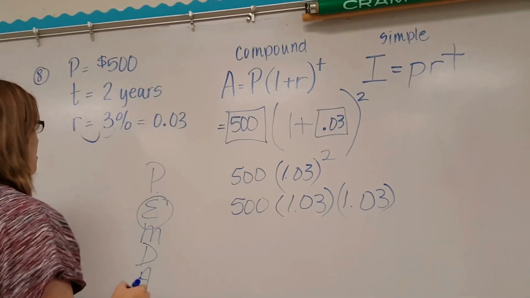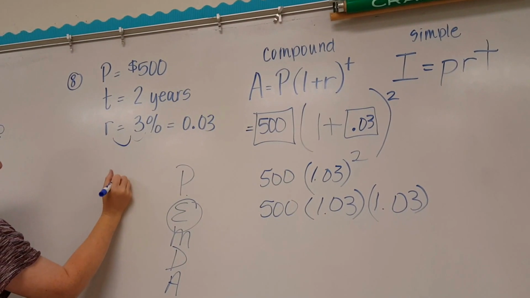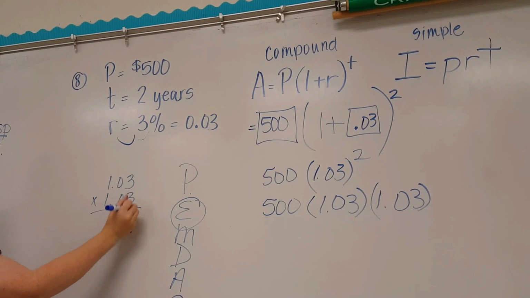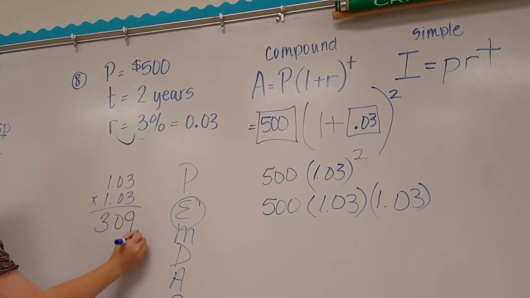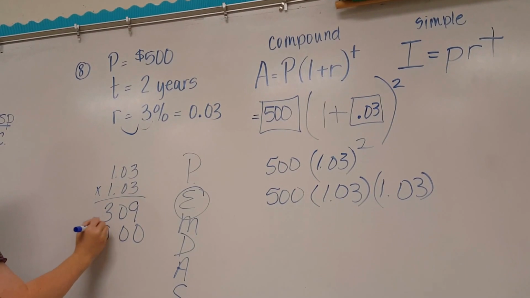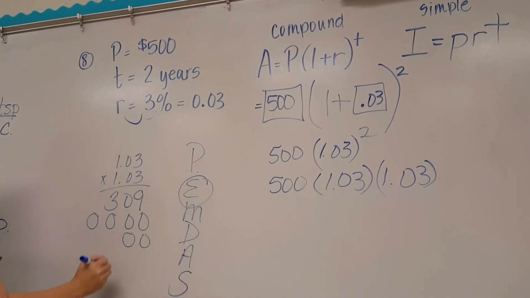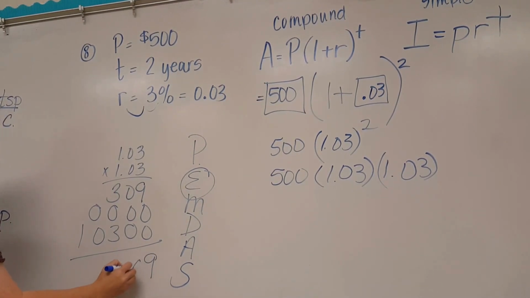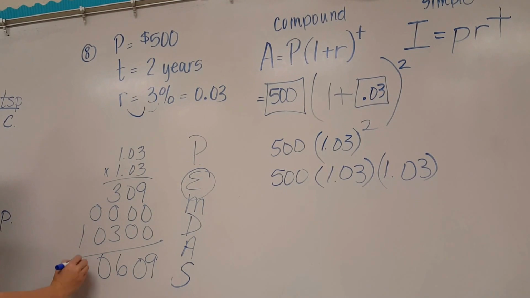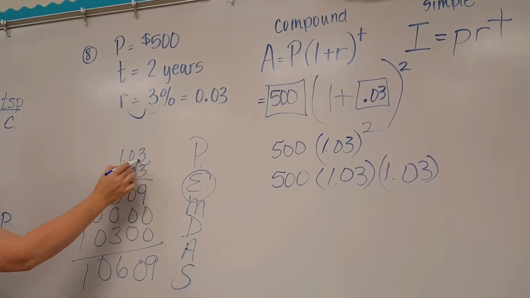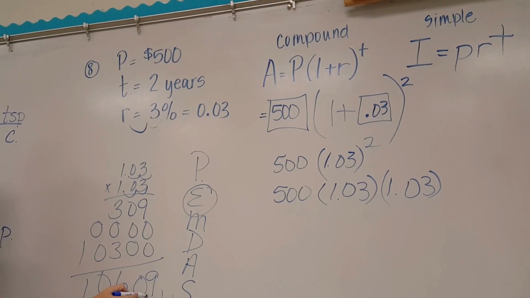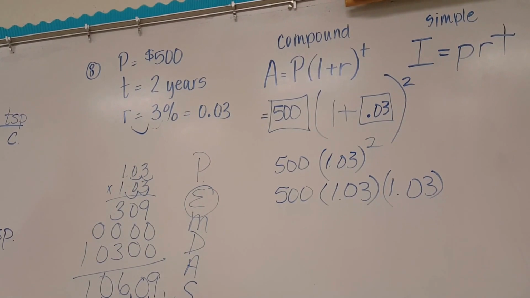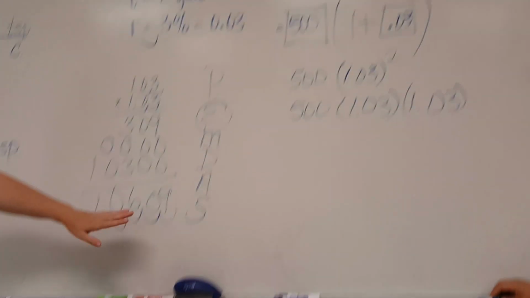So we're going to come out here to the side and work it out. 1.03 times 1.03 is 903, 0 placeholder, 1, 2, 3, 0, 0 placeholder, 3, 0, 1. Add it all up, you get 9, 0, 6, 0, 1, and bump the decimal over 1, 2, 3, 4 places. So 500 times now 1.0609.